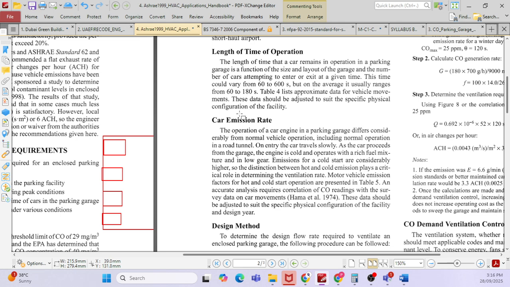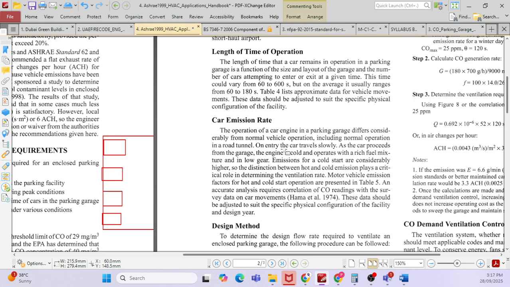The length of time that a car remains in operation in a parking garage is a function of the size and layout of the garage and the number of cars attempting to enter or exit at a given time. This time could vary from 60 seconds to 600 seconds. You can judge depending upon your application, but on average it usually ranges from 60 to 180 seconds. The table lists approximate data for vehicle movement. This data should be adjusted to suit the specific physical configuration of the facility.